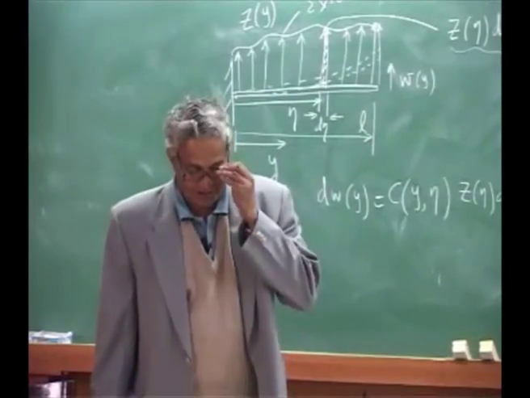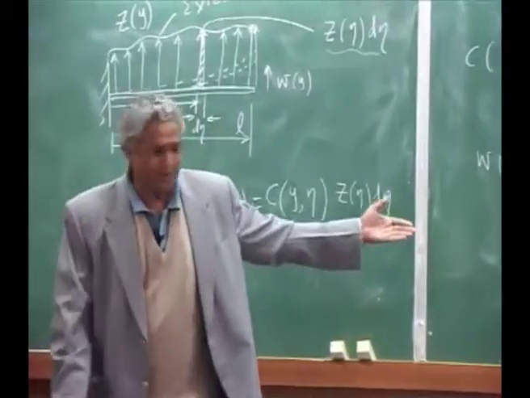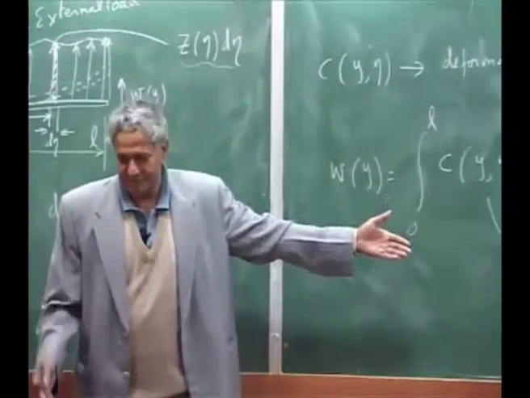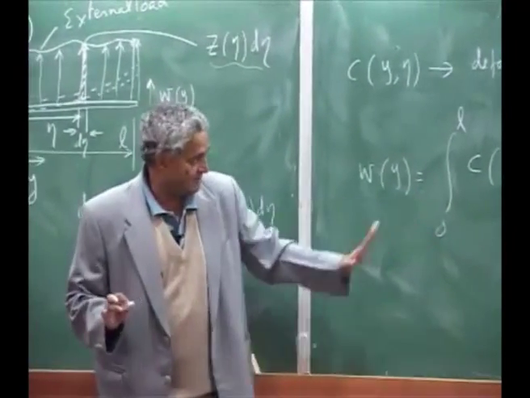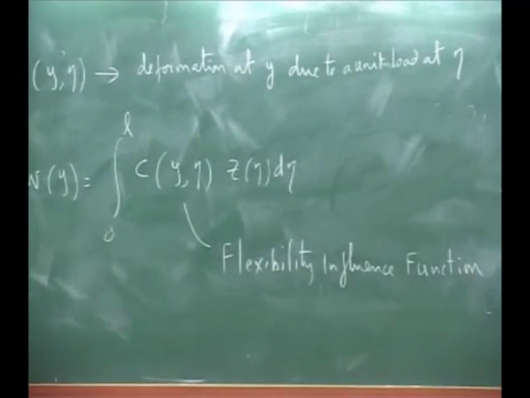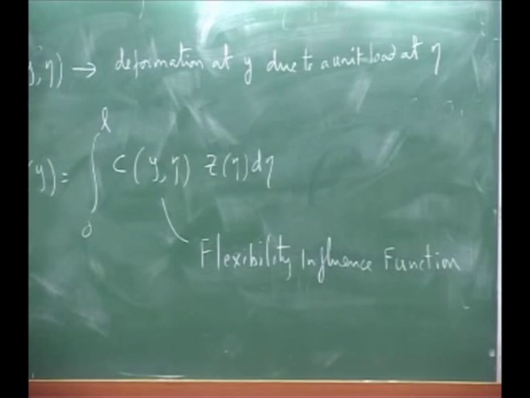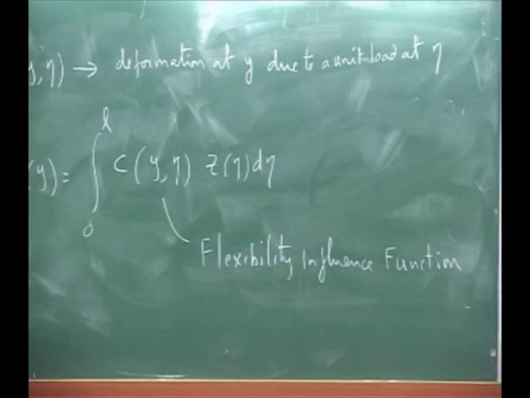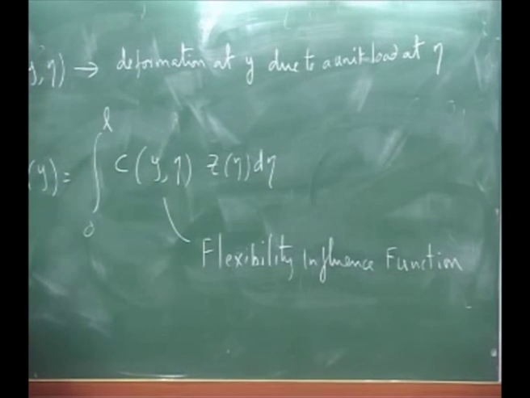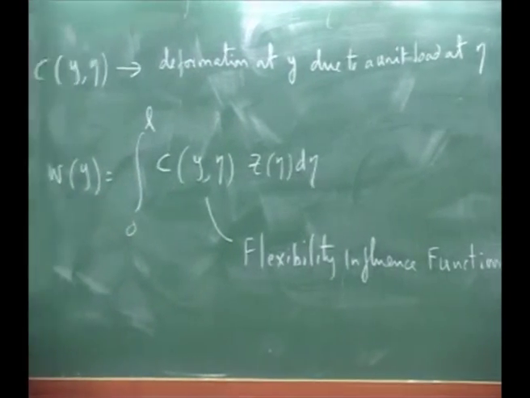Now you need to know, how do I get this? Sometimes this is also called influence function. I read people use sometimes Green's function, but we will use it as a flexibility influence function. Okay, influence coefficient function. If you want to put coefficient also, okay, that's fine. This is where the structural analysis comes. How do I get this function for a given structure?